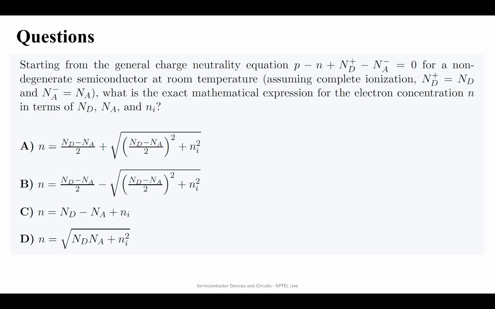Option A: n equals (Nd minus Na) by 2 plus square root of ((Nd minus Na) by 2) whole square plus ni square. Option B: n equals (Nd minus Na) by 2 minus square root of ((Nd minus Na) by 2) whole square plus ni square. Option C: n equals Nd minus Na plus ni. Option D: n equals square root of Nd Na plus Na square.